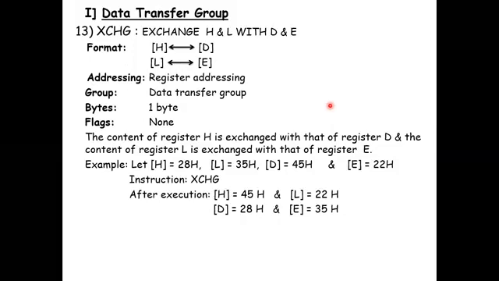In the university exam, if they ask you to explain the data transfer group, you have to explain the instructions in the group, with one example each: move, load, store, LHLD, SHLD, then exchange. If they ask about the instruction set generally, you can write about 3 examples like that.